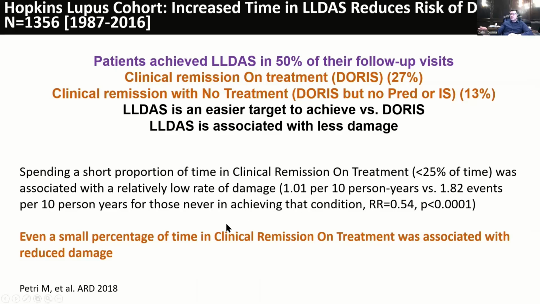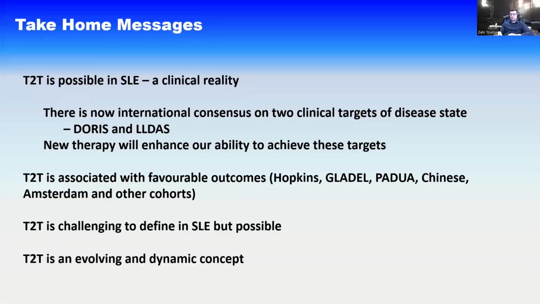But when we look at the analysis here, we can see that the clinical remission on treatment was also associated with less damage. So this is great. Both definitions, whether you say the DORIS or LLDAS, we know already that they predict less damage over time. And again, even a small percentage of time in clinical remission on treatment was indeed associated with reduced damage.